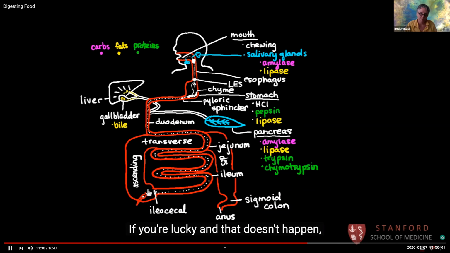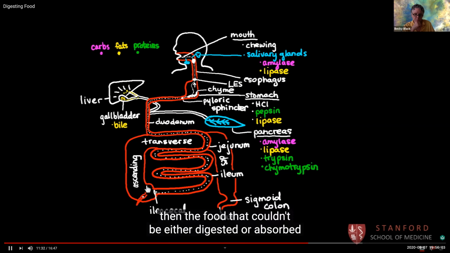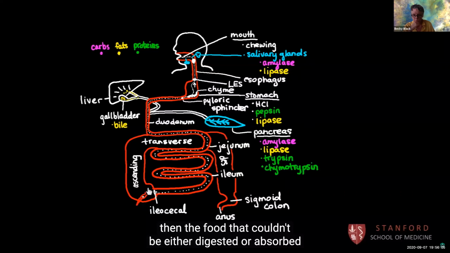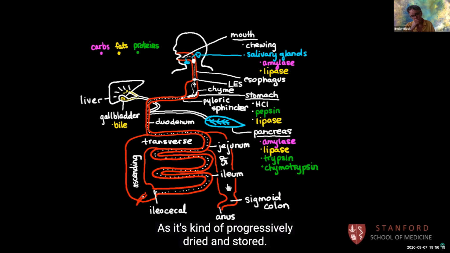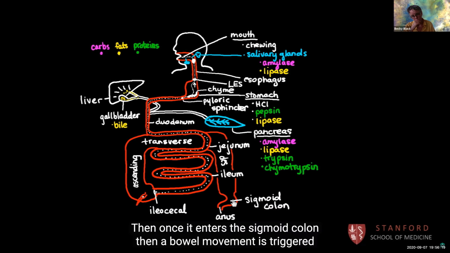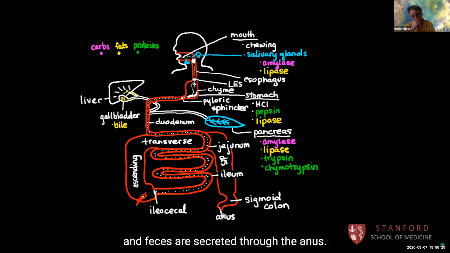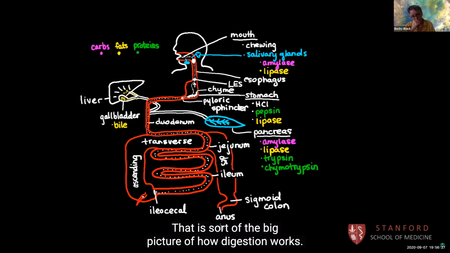If you're lucky and that doesn't happen, then the food that couldn't be either digested or absorbed passes into this ascending colon and slowly moves up through the transverse colon and down the descending colon as it's kind of progressively dried and stored. And then once it enters the sigmoid colon, a bowel movement is triggered and feces are secreted through the anus. And that is sort of the big picture of how digestion works.